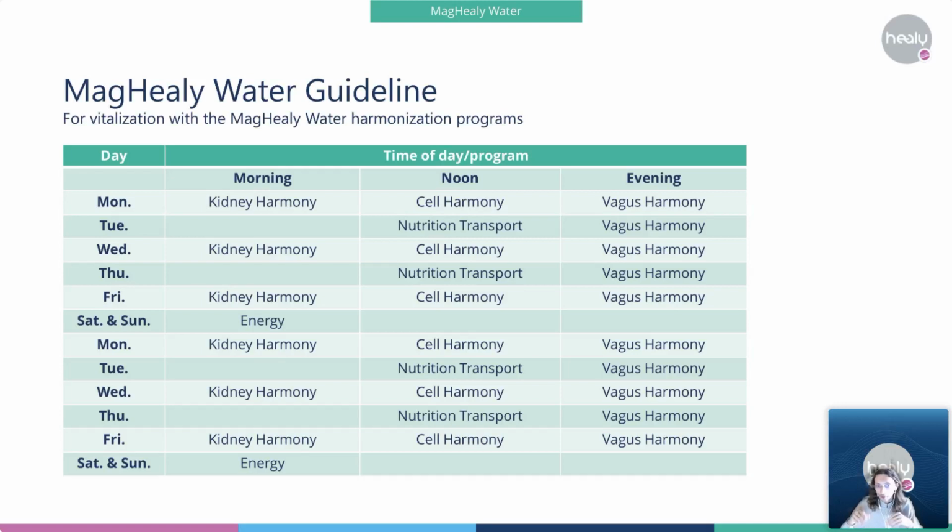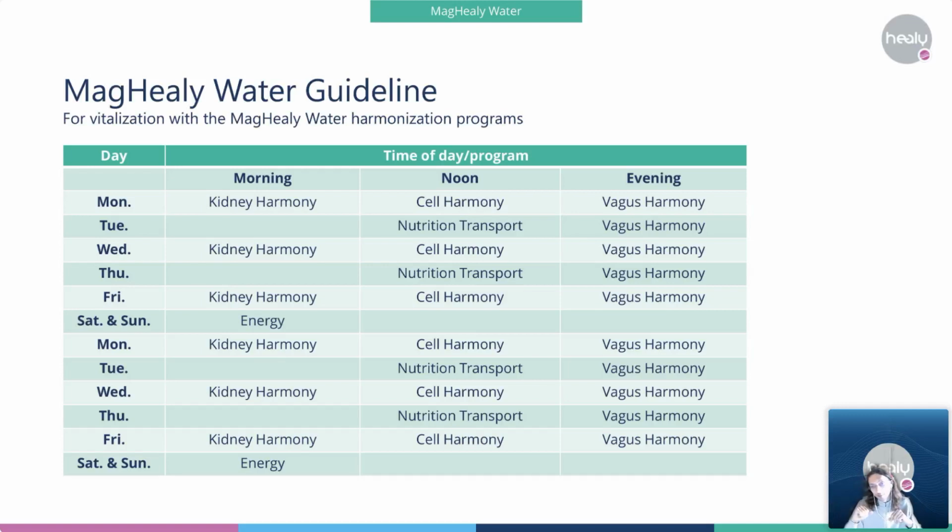And at noon, you have cell harmony, or nutrition transport. You know that your nutrients also need to be distributed well. And of course, cell harmony, so that your cells, which are working all day, work properly.